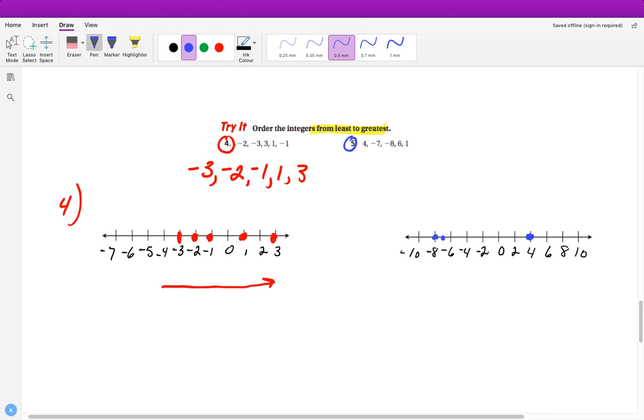I'll plot this -8. Let's see, we have +6. And then we have 1, which is right in between 0 and 2. You can put tick marks in between those tick marks, so that way you have a more accurate representation, or you can just put them right in the middle, right? And then once again, we're going to move from left to right. So it'll be -8, -7, 1, 4, and 6.